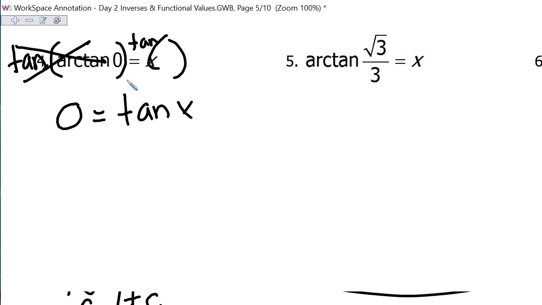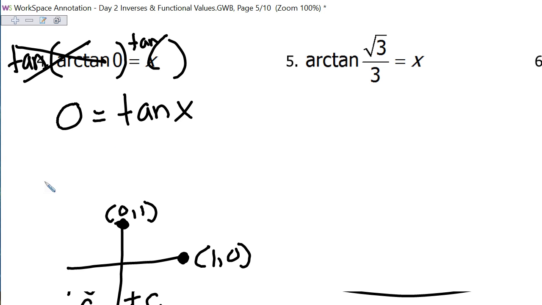So now, we have to figure out what angle has a tangent of 0. So thinking about our unit circle, over here to the right, this point would be 1, 0. Up here at the top, this would be 0, 1. Over here on the left side, this would be negative 1, 0. And at the bottom, this would be 0, negative 1.